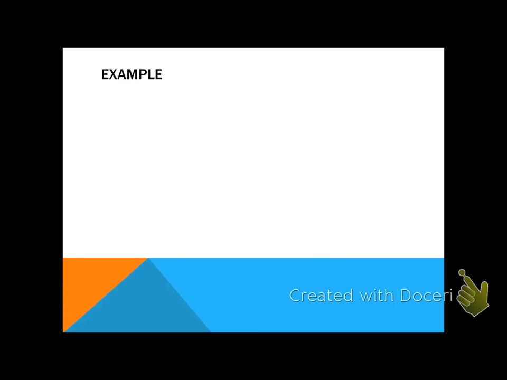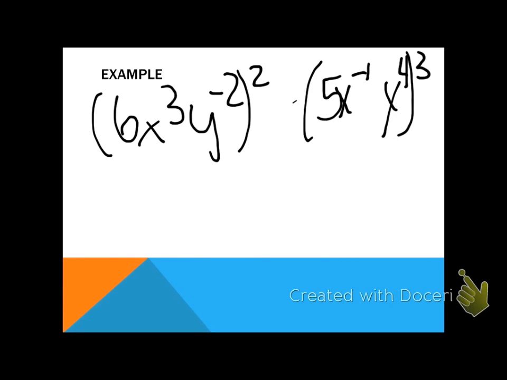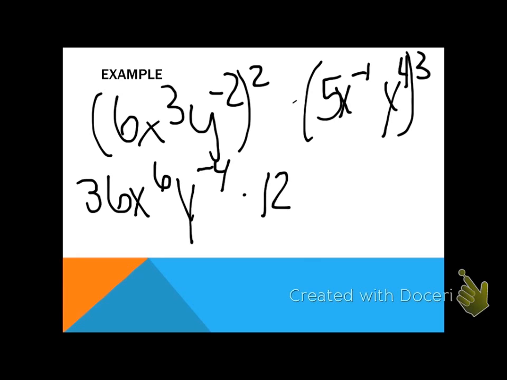Let's move on to some slightly harder examples. So, (6x^3y^-2)^2 times (5x^-1y^4)^3. This turns into 36x^6y^-4 times 125x^-3y^12.